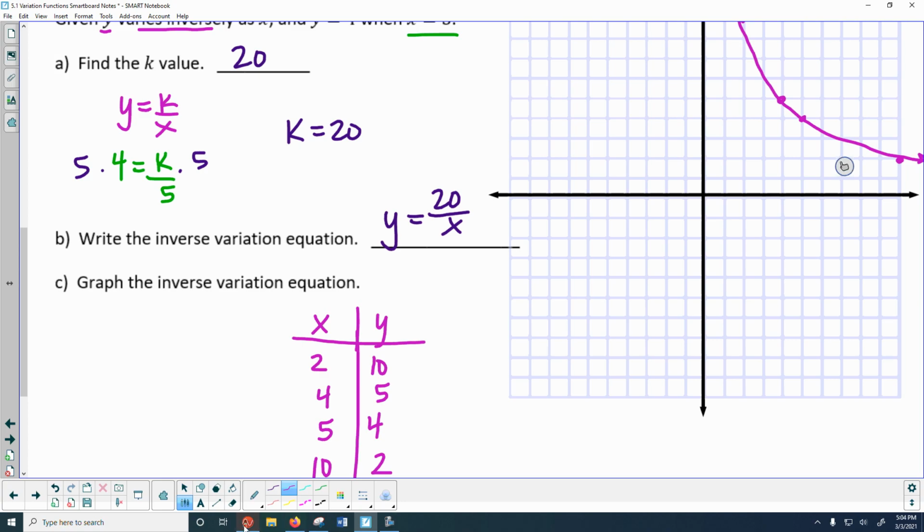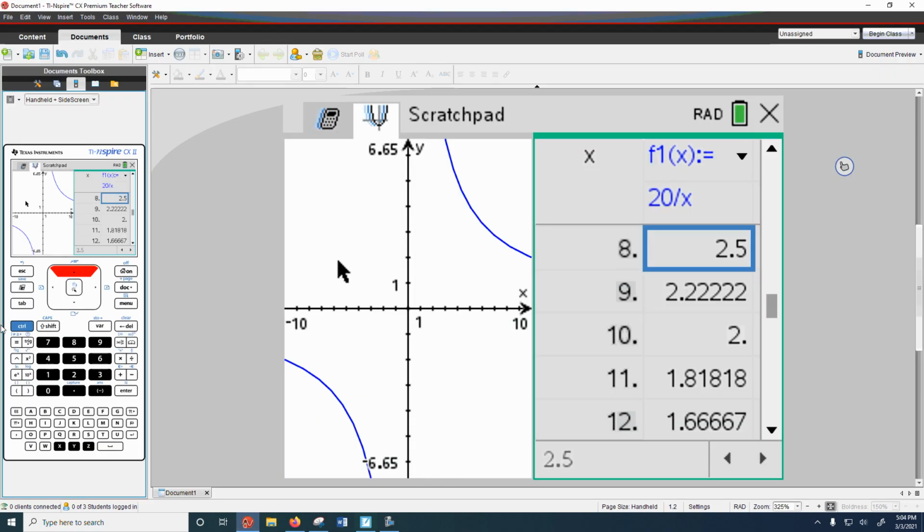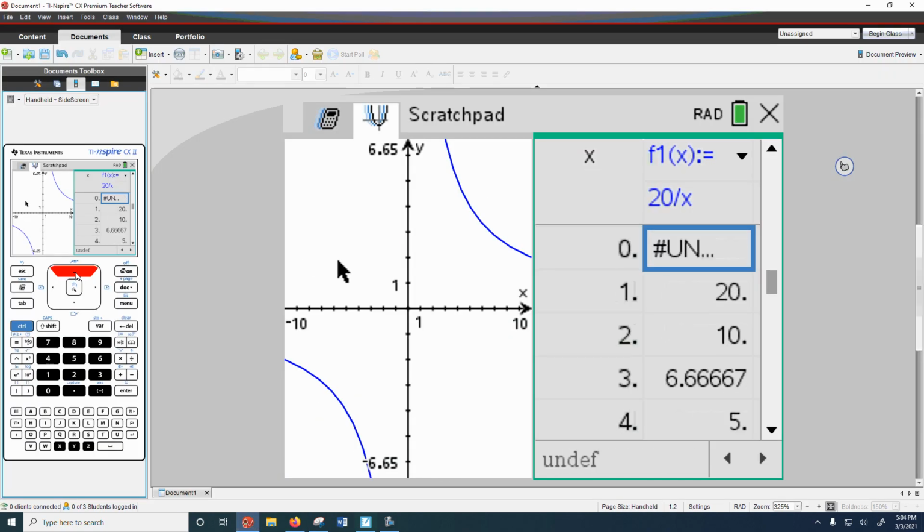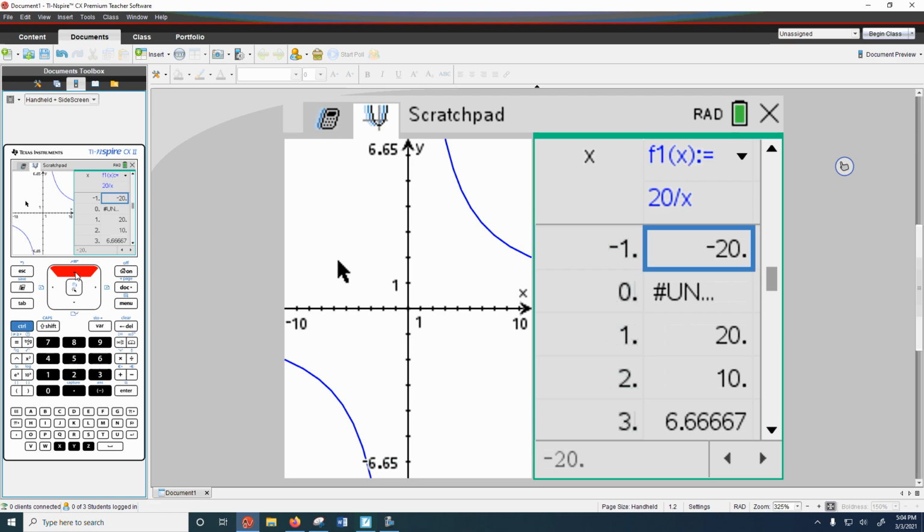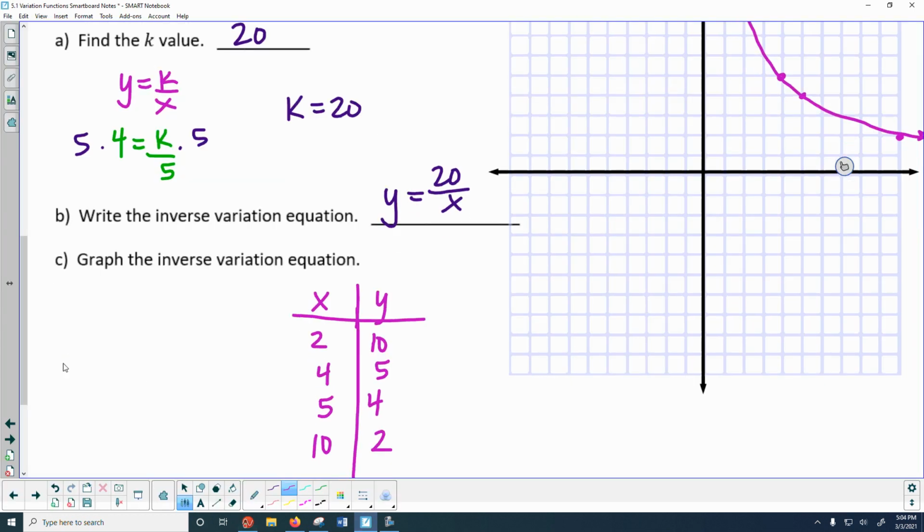So when we go on our calculator to go plot some points, if we start going into the negatives, again, we're not going to be able to use 0. We're not going to use -1, -20, but I can use -2, -10. I can use -4, -5, -5, -4, and then I probably wouldn't do another one until -10, -2. So I'll just take those same numbers I have, but they're all just the opposite sign.